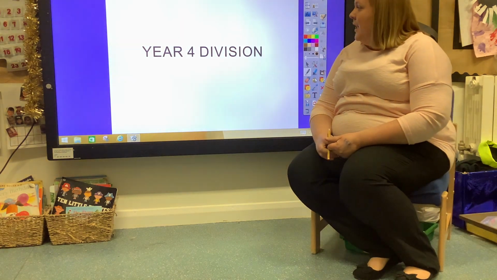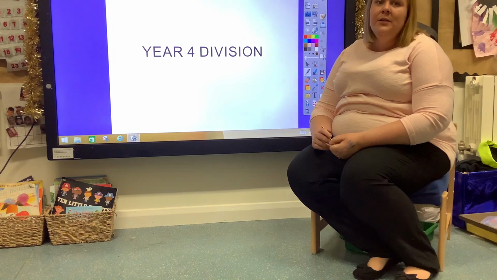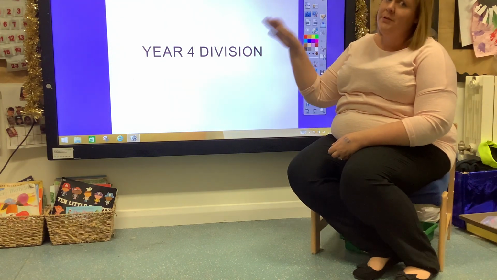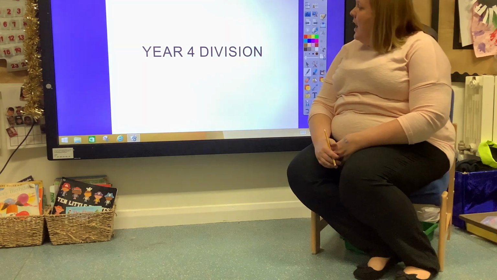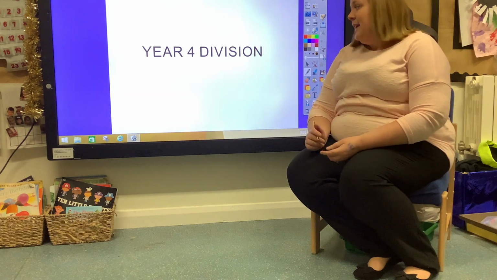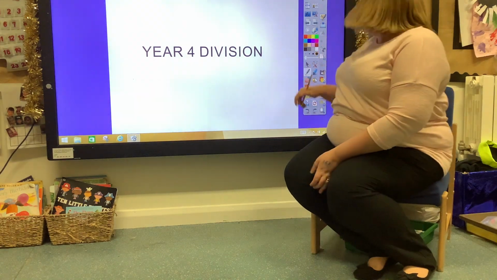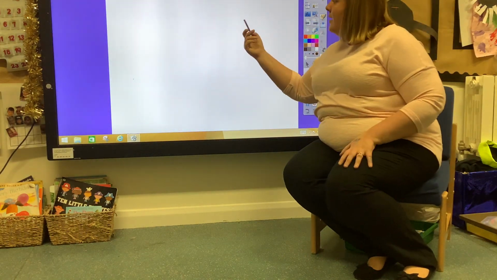Division now. In year 4, the children use the formal method of division, which they've already been introduced to in year 3. The difference in year 4 being is that we will now be working with remainders. So if I just show you an example of that and what that might look like.